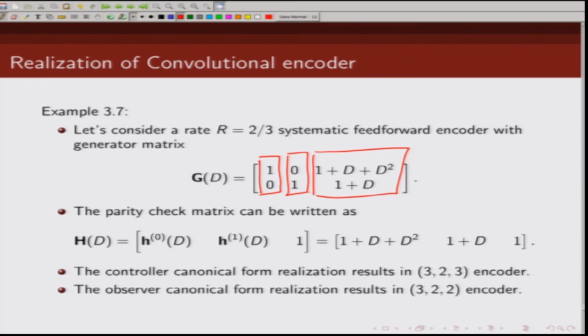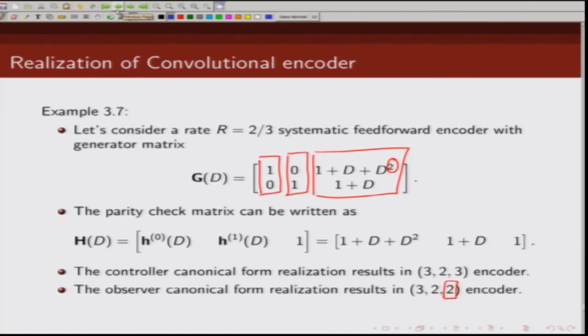0. This is directly the input coming in here. Here also 0, because the direct input is coming here. And what about this? Its maximum degree is 2, so we will require 2. So, overall for this generator matrix, if we try to realize it using observer canonical form realization, we require only 2 memory elements. And in the next slide, I am going to show you those 2 encoder realizations.